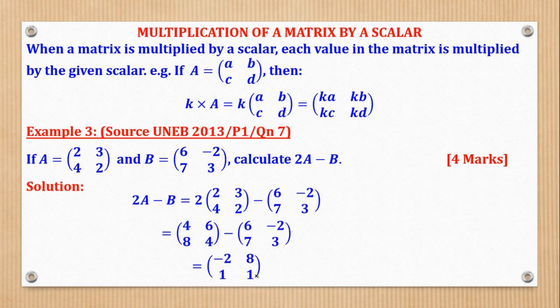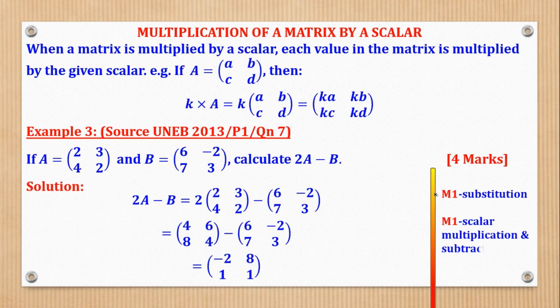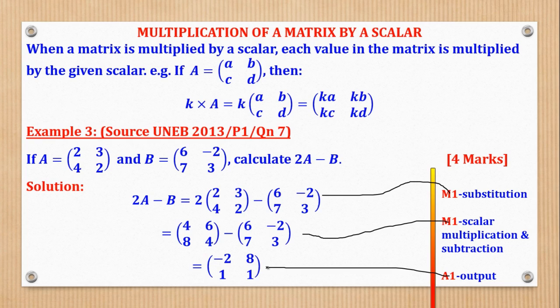So basically that's what they wanted, and now let's see how marks can be awarded. So M1 is for substitution, and another M1 is for this scalar multiplication and subtraction, then A1 is for the output. So basically that's how the marks could be awarded.